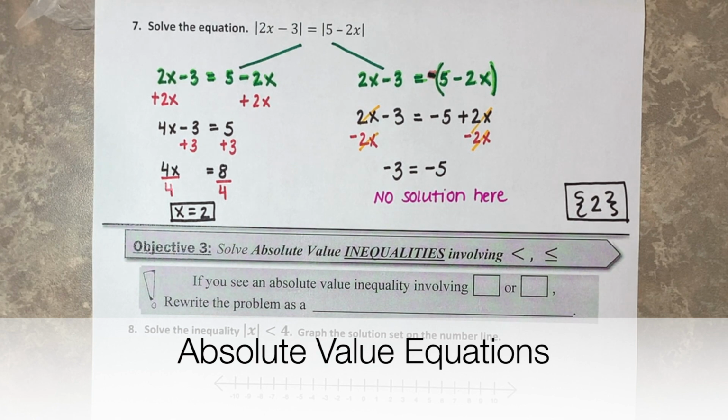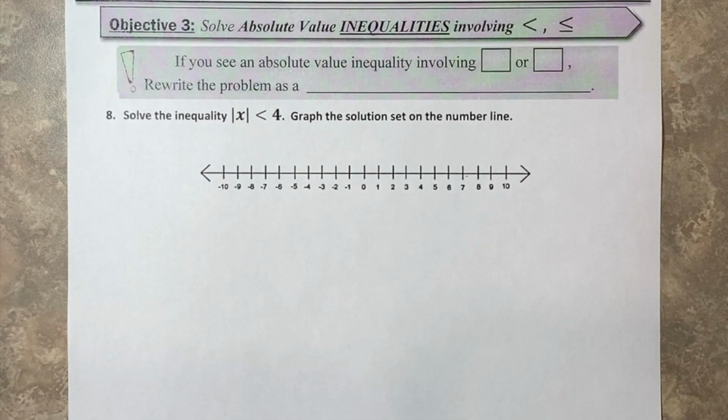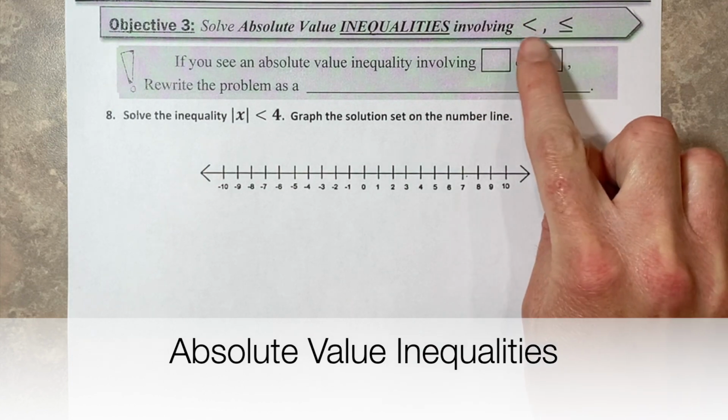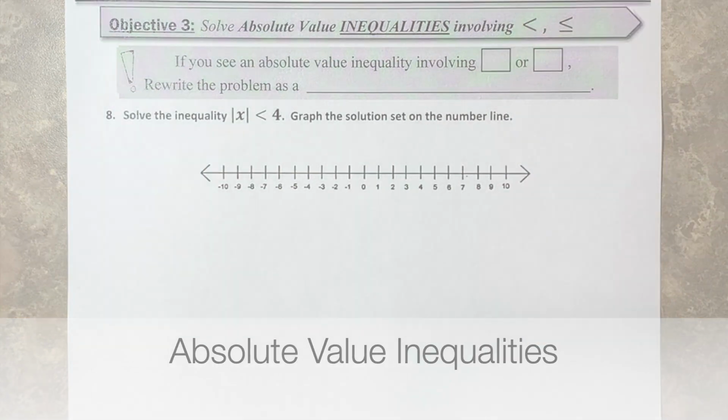So far, we've been solving absolute value equations. You know you have an equation if you see an equal sign in your problem. Next, we're going to look at absolute value inequalities. So these problems will have inequality symbols in them instead of equal signs.